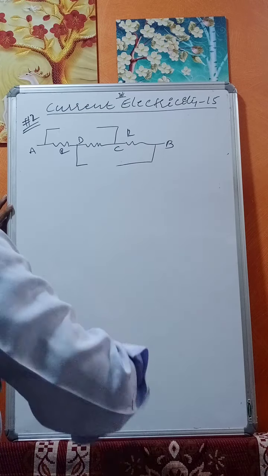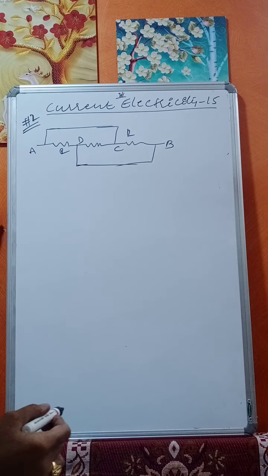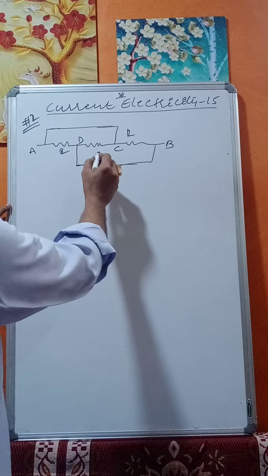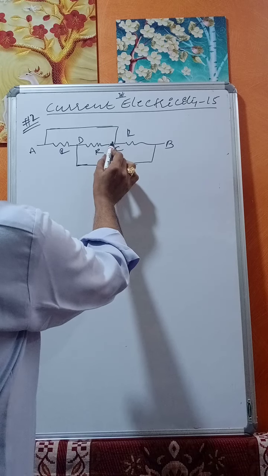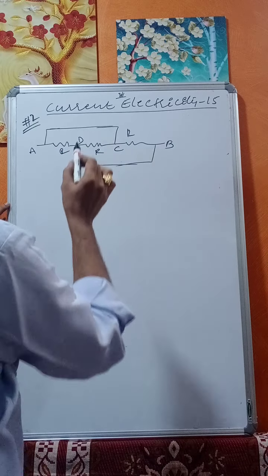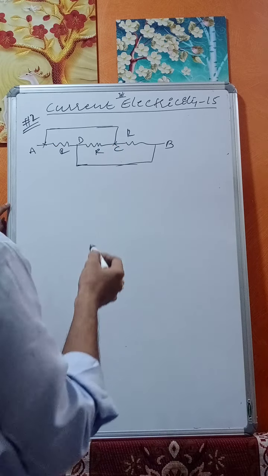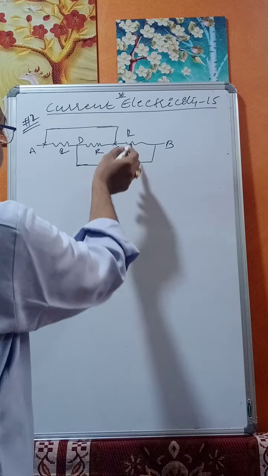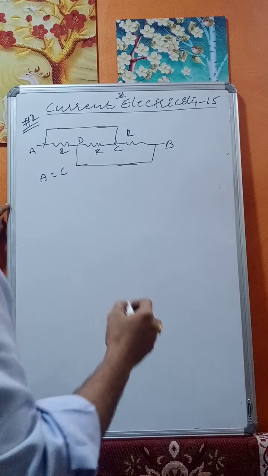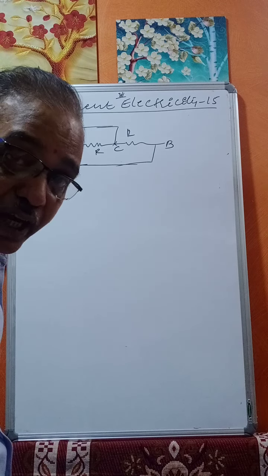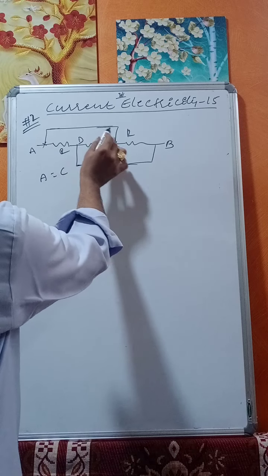If you are given like this, then how to do this one? If you look at this carefully, between A and C we are having only a wire. Therefore, point A should be equal to point C. We are connecting A and C through a wire only. Therefore, A and C are equal.